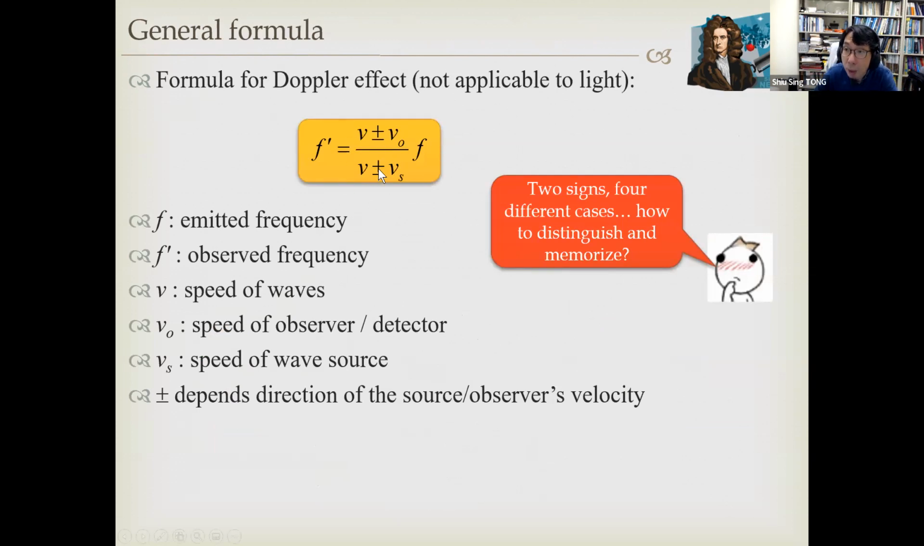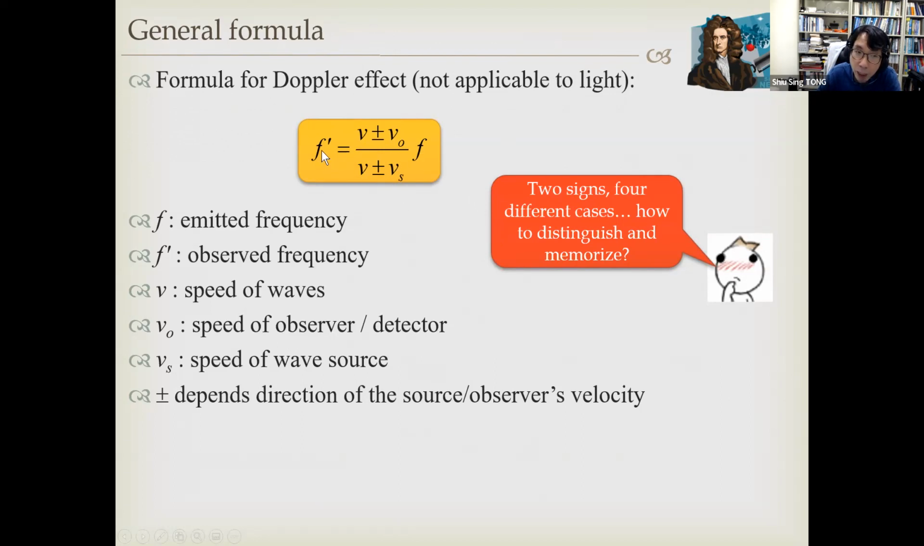Now let's talk about the general formula. The general formula for the Doppler effect, I emphasize that this formula is not applicable to light. Because when you consider light, a motion that is close to the speed of light requires the use of special relativity. There's a time dilation. So this formula is not applicable to light, but it's applicable for all kinds of sound at low speed.